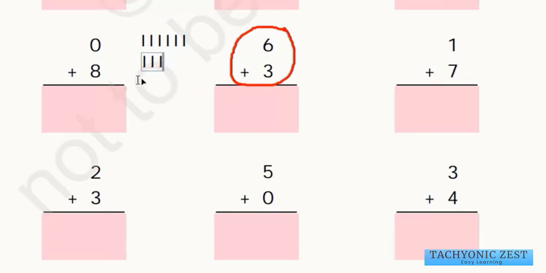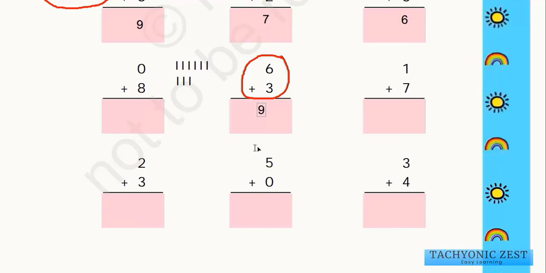So what is the total number of sticks we get? We will count the total number of sticks now. So let us count all these sticks together. So let us count 1, 2, 3, 4, 5, 6, 7, 8, 9. So the final answer that we get in this case is 9.